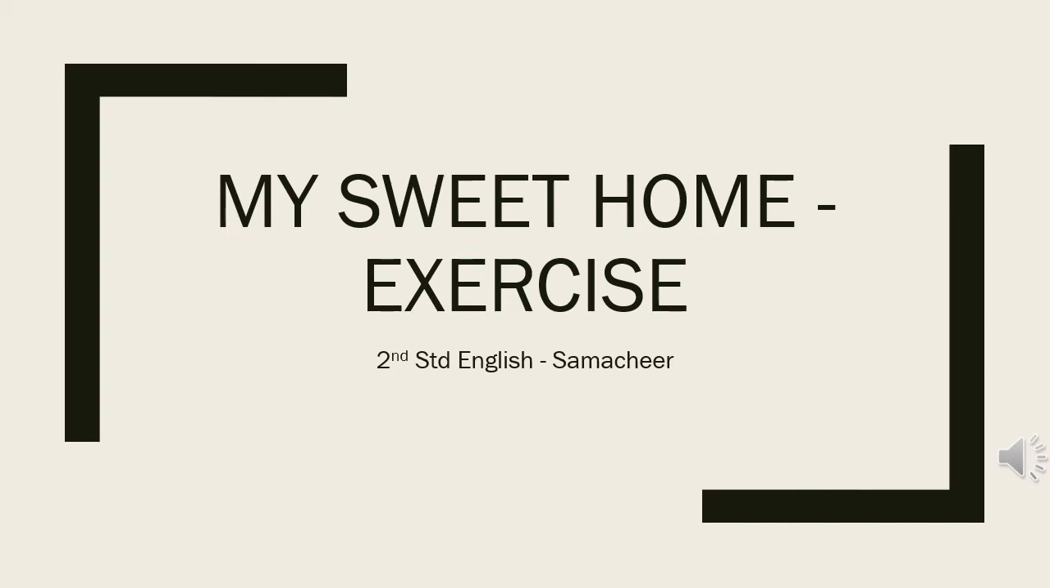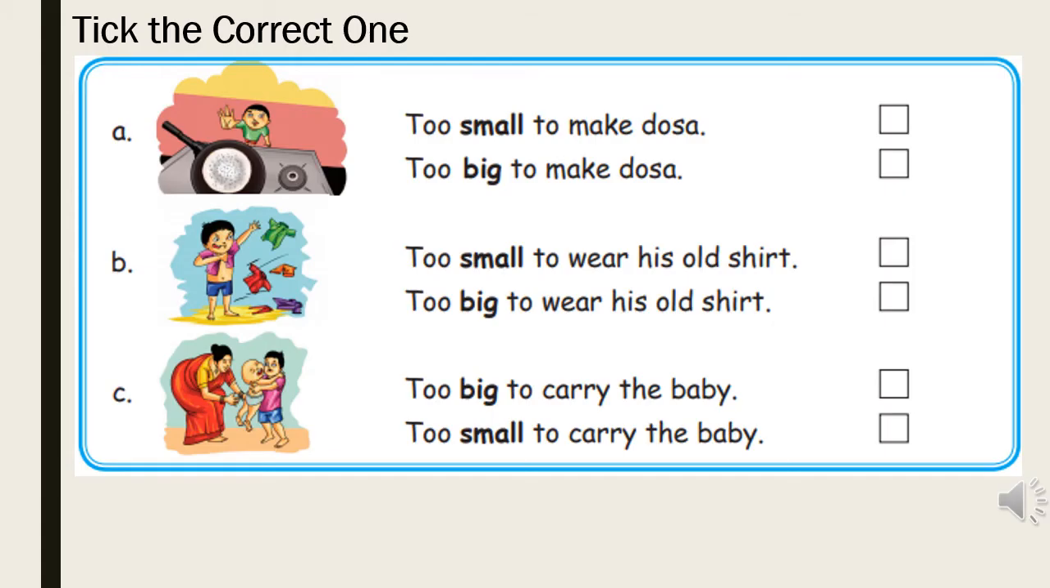Okay. Here we are going to do some exercises based on the first lesson of English, My Sweet Home. Okay, here we have some pictures and two different answers are given. So we need to choose the correct answer based on the picture. So make your child look at the picture first.